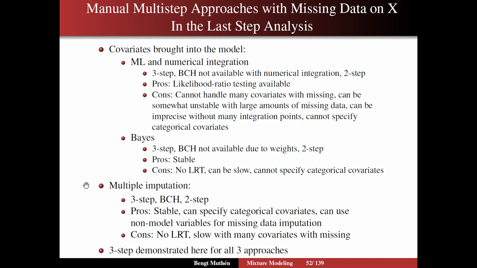And finally, multiple imputation, where you have all three methods available. And the pro is that it's stable. You can specify categorical covariates, so X1 will be handled properly. And you can use non-model variables for missing data imputation. So you can bring in other variables with other information than what you have in the model variables. And the con is that you don't have the likelihood ratio test easily available, and it can be slow with many covariates with missing.